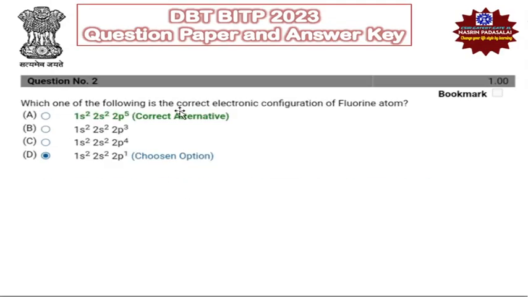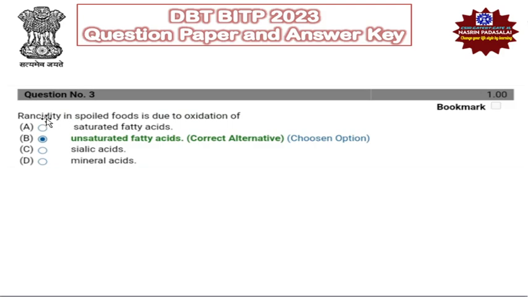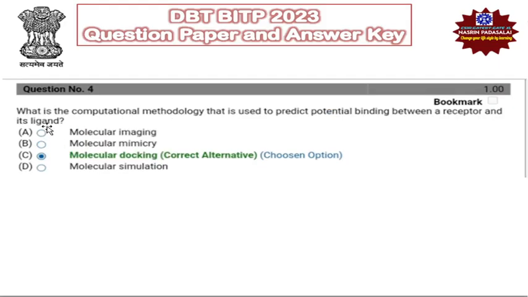Which one of the following is the correct electronic configuration of the fluorine atom? The fluorine atom is 1s2, 2s2, 2p5. Option A is correct. Rancidity in spoiled food is due to oxidation of unsaturated fatty acids.